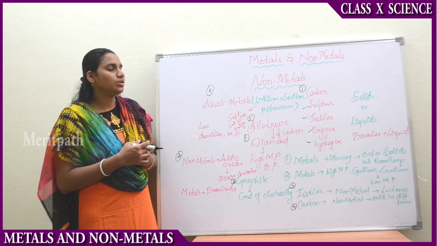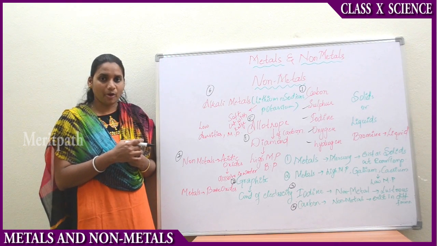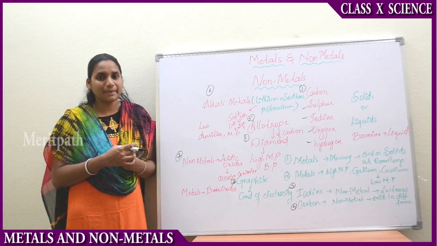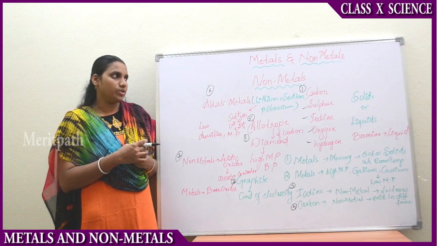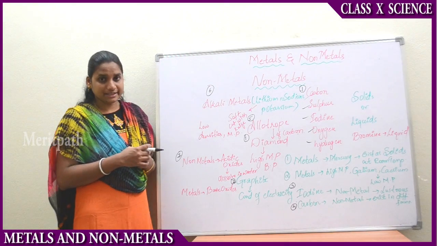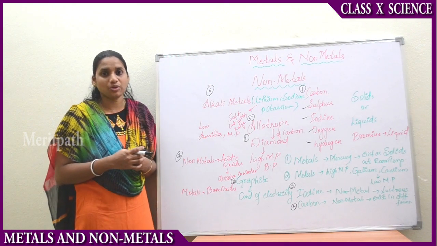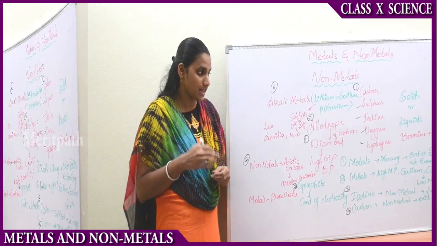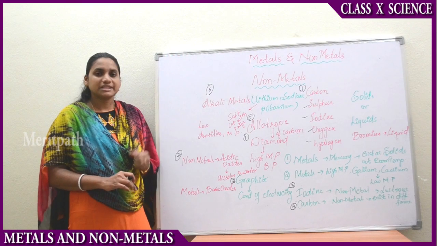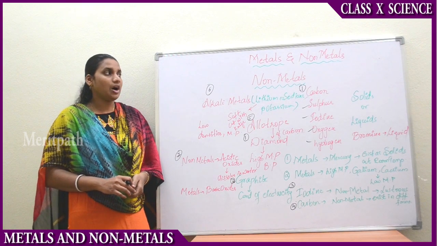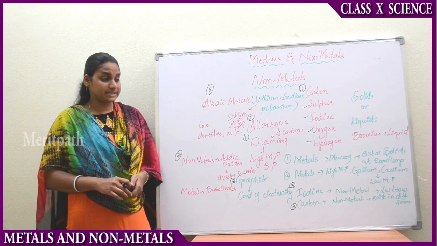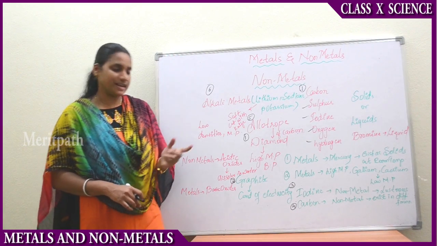Okay. Now, are physical properties the only things by which we can classify metals and non-metals? No, because there are some exceptional cases in metals and non-metals. Let us see five points of exceptional cases.